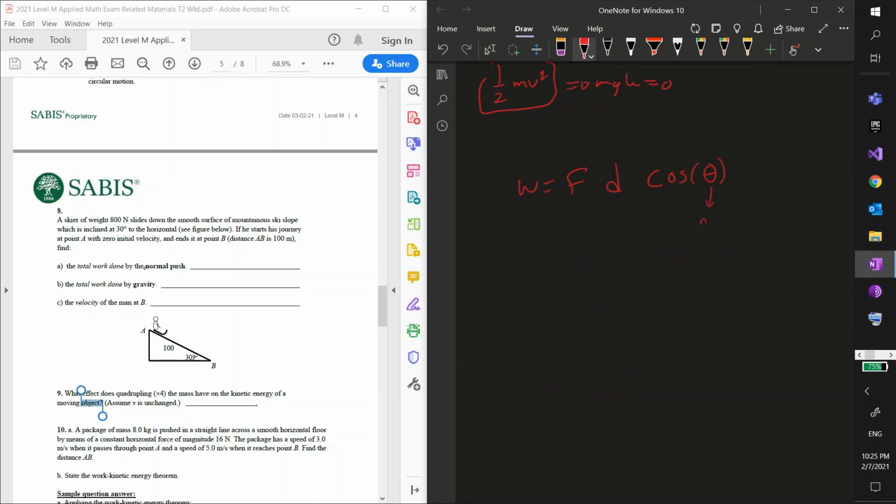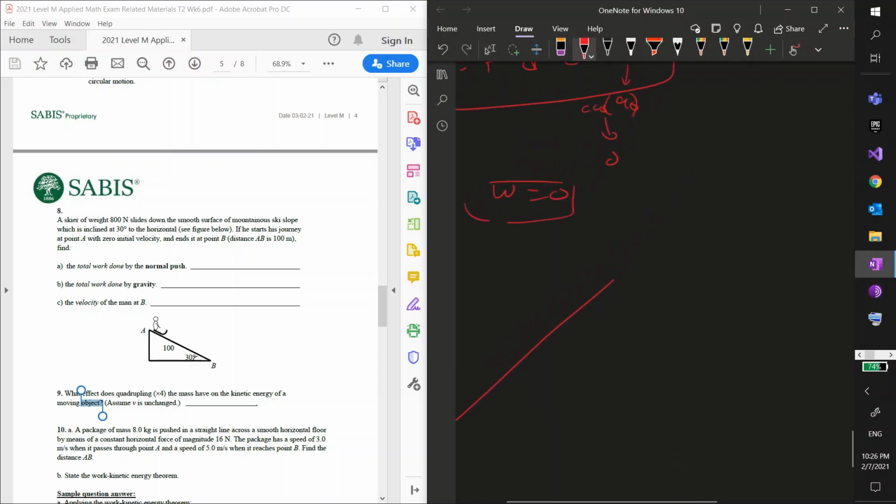Cosine of 90 is 0, which means your entire work is 0. Any work done by a normal force, or a perpendicular force, will always be 0. Let's read B. The total work done by gravity.